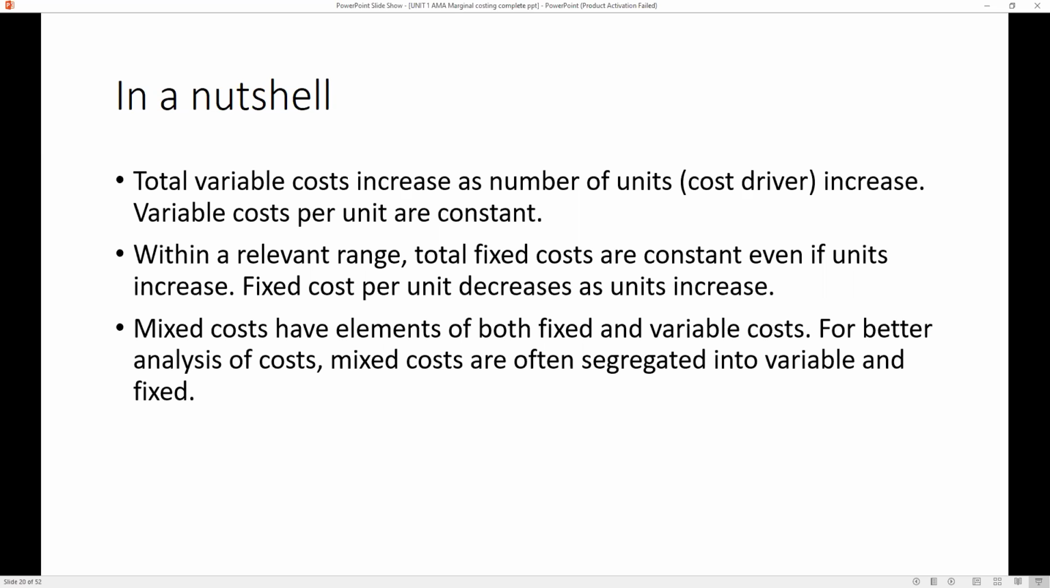So this is about cost behavior, or classification of cost based on behavior. So with this, we come to the end of the behavior or classification of cost.